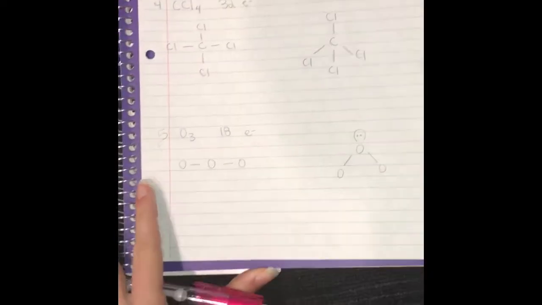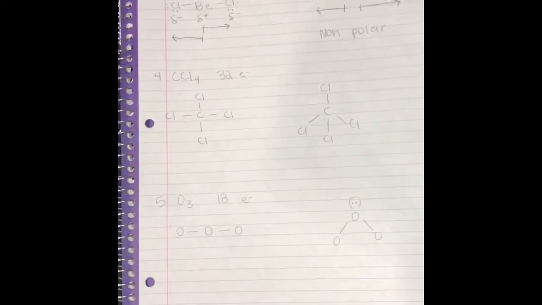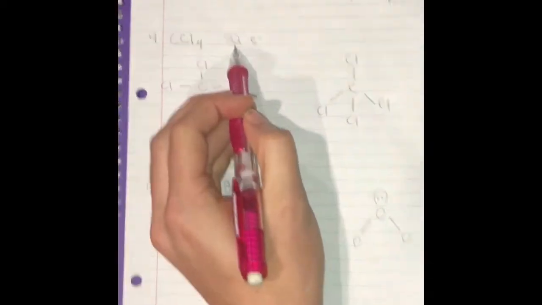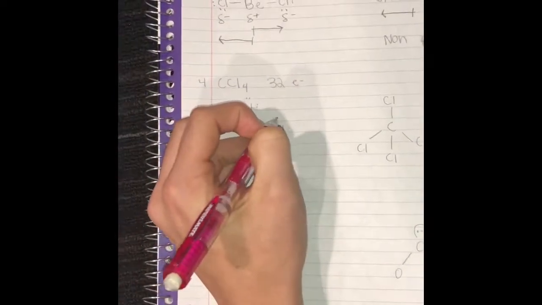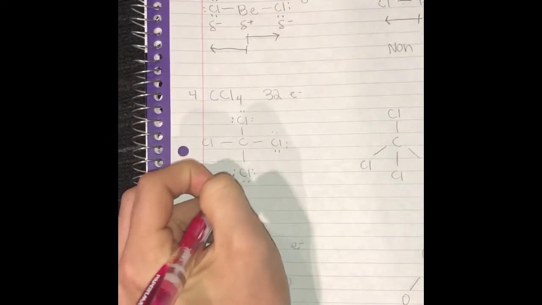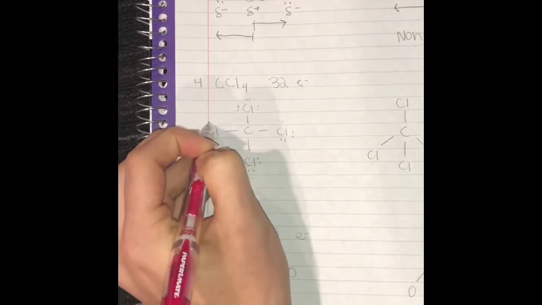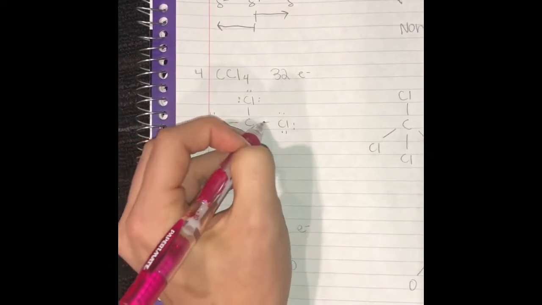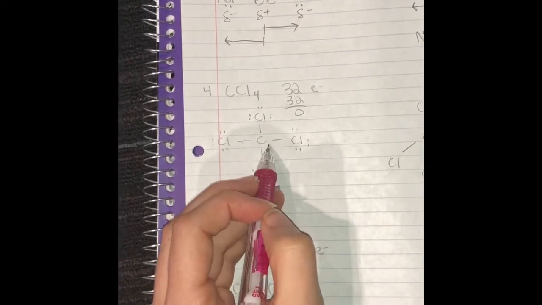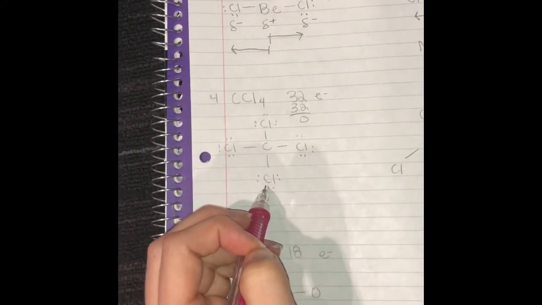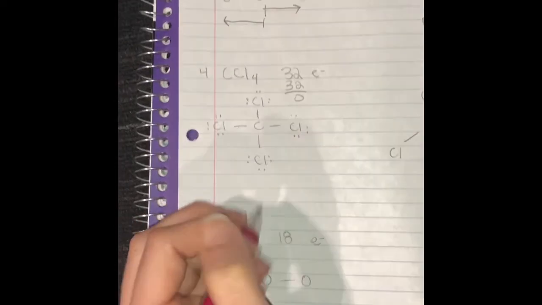Okay, moving on to CCl4. There are 32 electrons in this molecule, so we're going to fill the octet. 2, 4, 6, 8, 10, 12, 14, 16, 18, 20, 22, 24, 26, 28, 30, 32. So this one uses all the electrons, and the central atom has a full octet, so we don't have to worry about adding any double bonds.